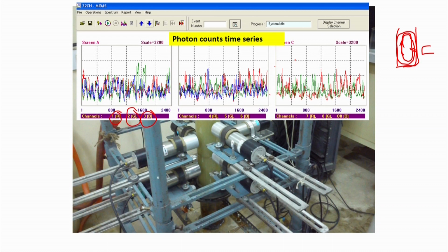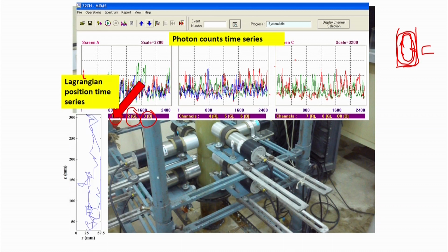From there, by using the suitable reconstruction algorithm, I calculate the position of the particle. Now, we will discuss the reconstruction algorithm. Suppose this is the initial position of the particle, and it shows how the particle position is changing with time. So, how is my tracer particle actually moving with time? This is the photon count time series history, which shows how the tracer particle is moving with time.